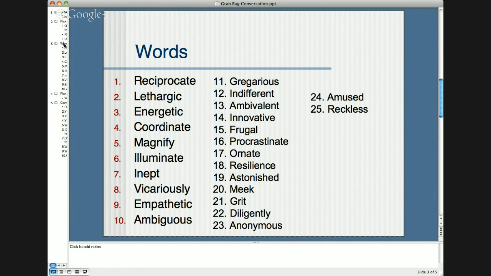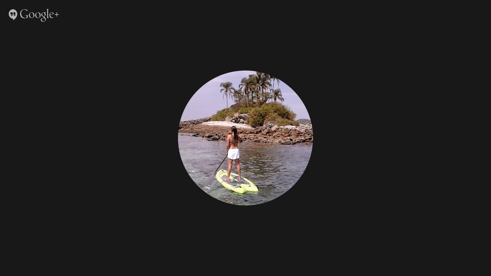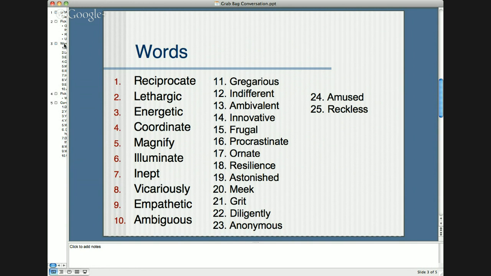So take your time. I want you to either use a dictionary or you can use the internet to find the definitions of these words and the parts of speech. Okay? And once you have them, you can report back to me. Take your time.